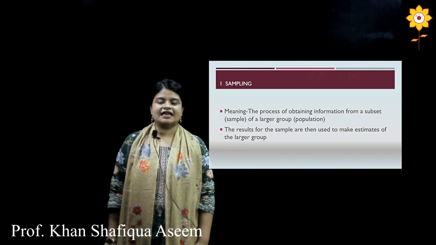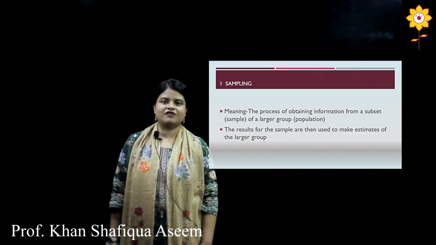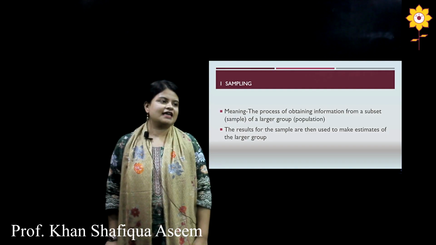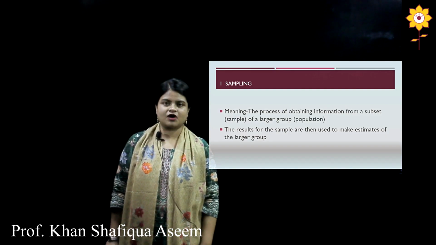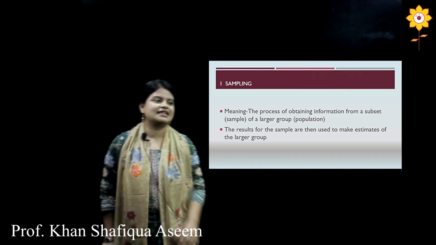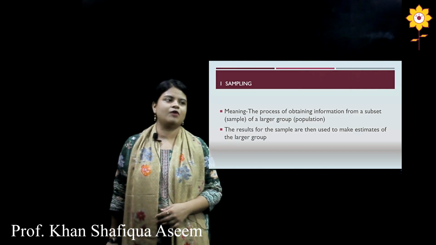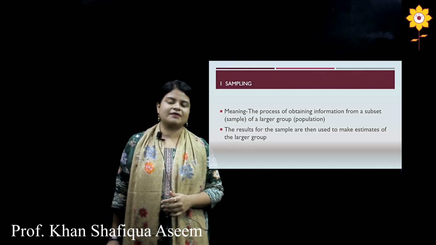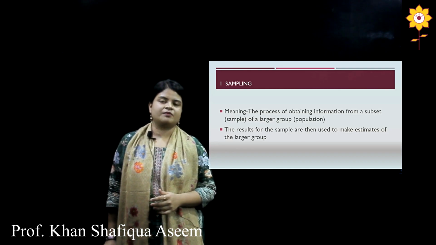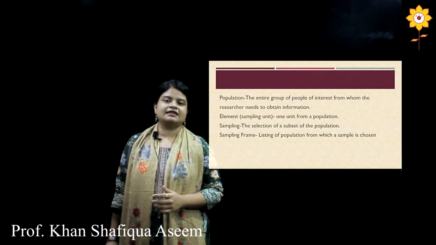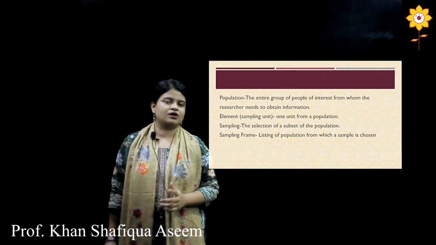Sampling is nothing but the process of finding a sample from a particular population. This sample can be understood as a subset of a larger group. The subset can be understood as a sample, whereas the larger group can be understood as a population. So the result of gathering the sample from a larger group is called sampling. There are certain terms attached to these concepts.